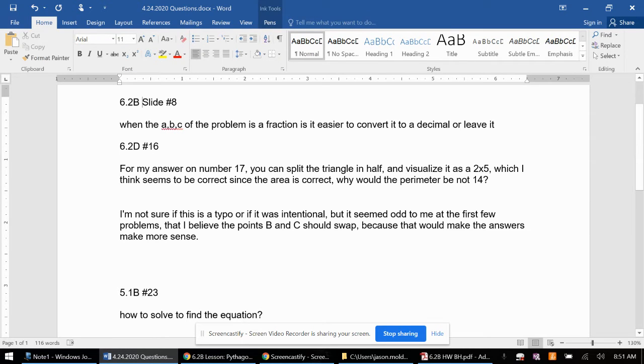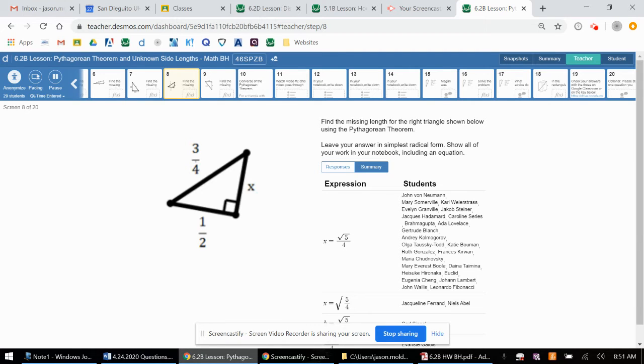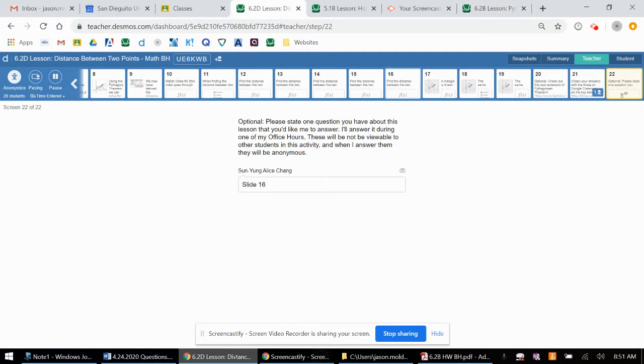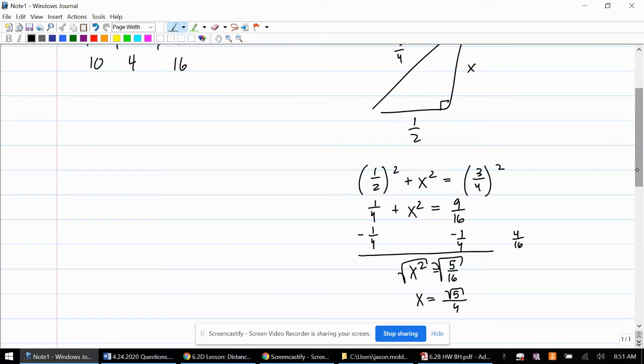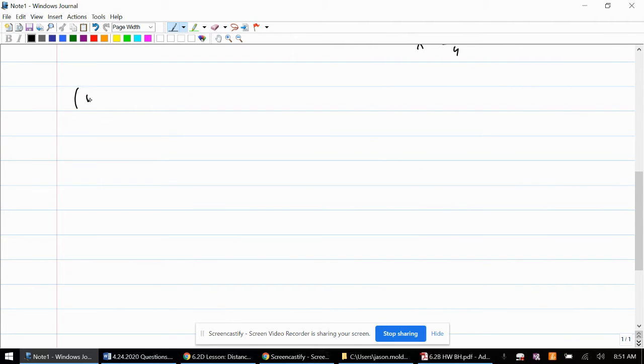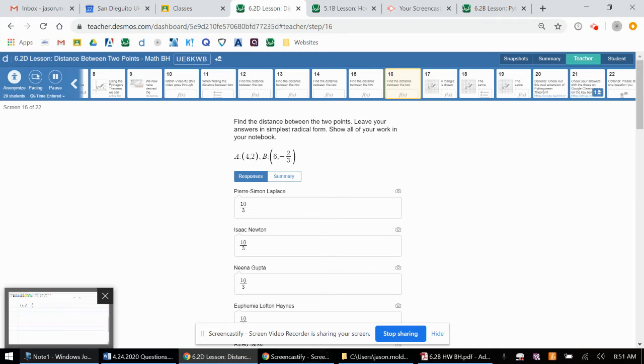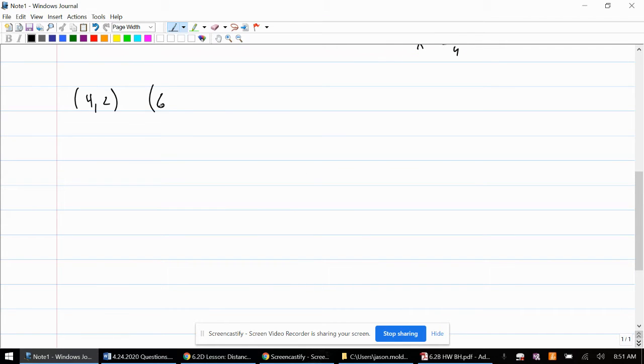Next is 6-2D, number 16. Let's look at that. Slide 16, the points are 4, 2 and 6, -2/3. All right, so our distance is going to be the square root of (4 minus 6) squared plus (2 minus -2/3) squared.